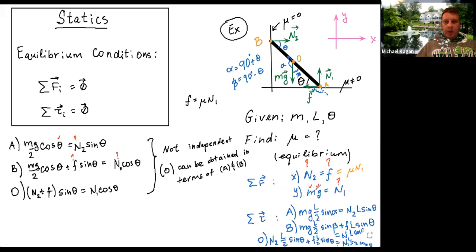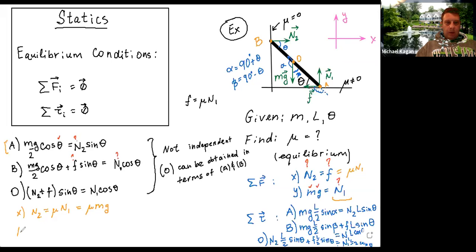So perhaps I'll start with these equations because they're simpler. I start with the x equation and say that n2 equals mu n1, and then n1 I'll take from the y equation. So it's mu mg. All I need to find now is n2, because then I can solve for mu. And I look at equation A right here.